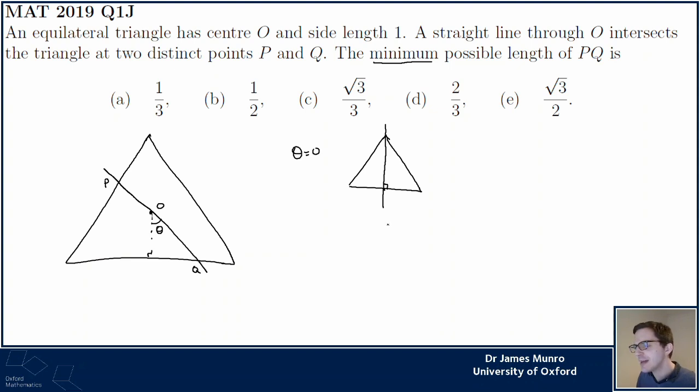That line has, well, I suppose some length, doesn't it? The side length is 1. This is a triangle with 60 degree angles in, so this height will be root 3 over 2. So this is an example of what that line PQ might be. The trick is I'm going to change the value of theta. I'm going to think about other special values of theta. I suppose as I start rotating that line, I will eventually get around to a point where it's gone through this corner instead.